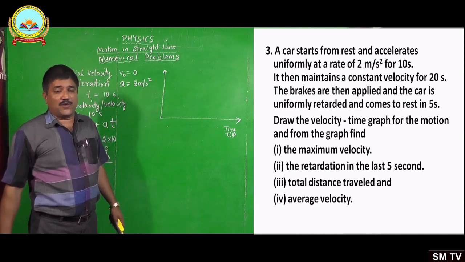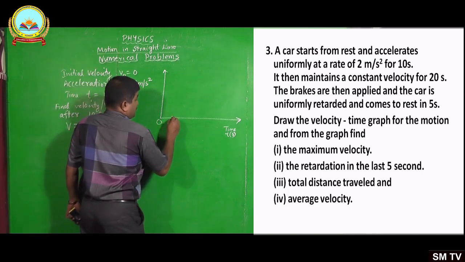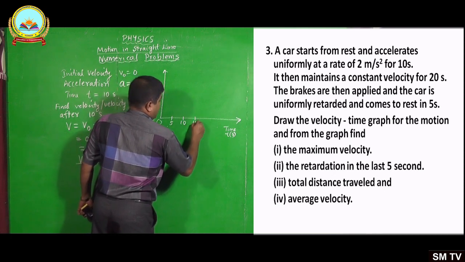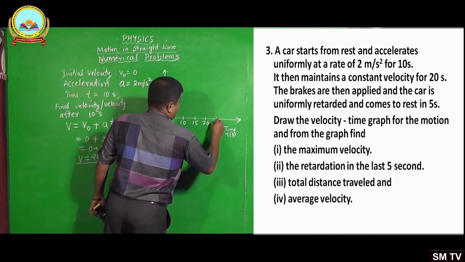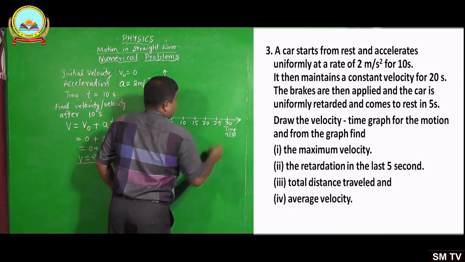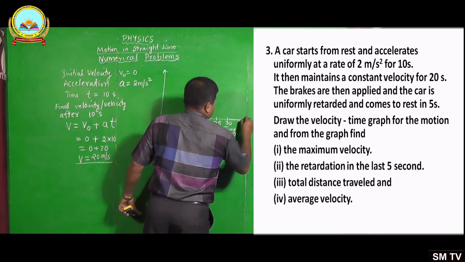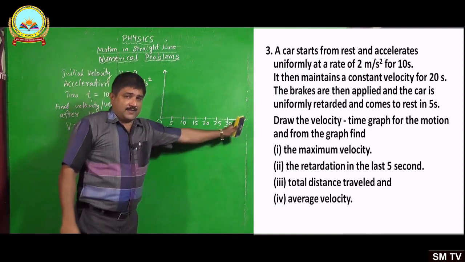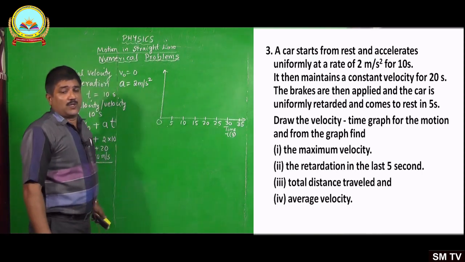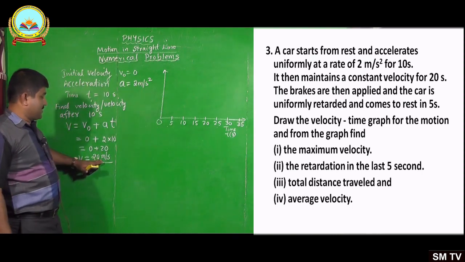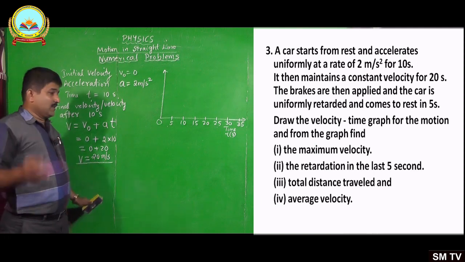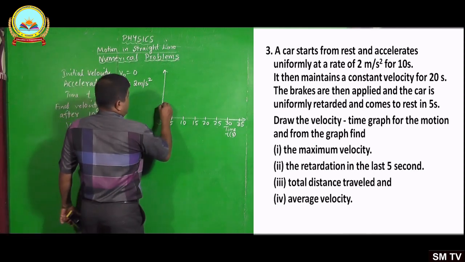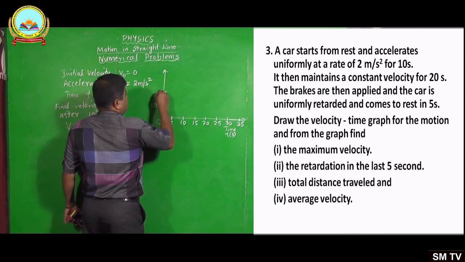So you can see it is a multiple of 5 seconds. So choose the scale: 1 unit is 5 seconds. Then 10, like that we can write 15, 20, 25, 30, and lastly 35 seconds. Then along y axis we have to mark the velocity value. So maximum velocity here is 20, because after 10 seconds it maintains the constant velocity of 20 meter per second. So take the unit along y axis as 10 and 20.